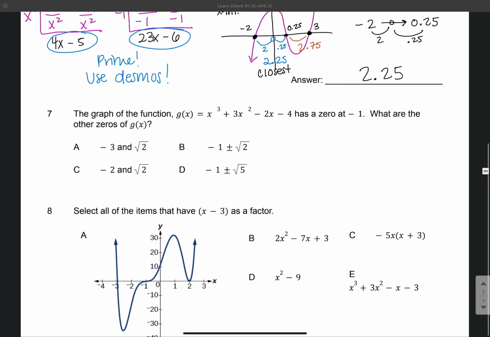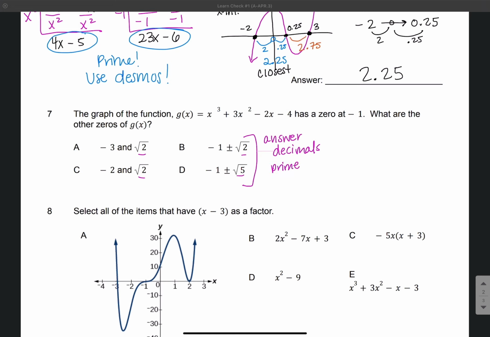All right, let's do 7. Now 7, if we're thinking smarter and not harder, we should notice all of these little radical signs. If you see radicals, you know that your answer is going to be in decimals. And if it's a bunch of decimals, then we already know that our function is going to be prime and that we should then use Desmos. So kind of just thinking smarter, not harder.